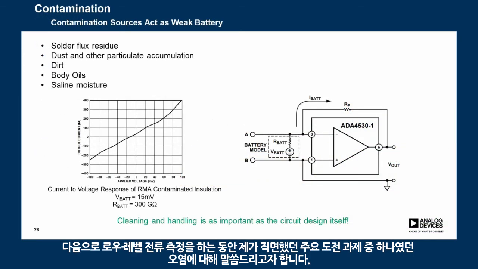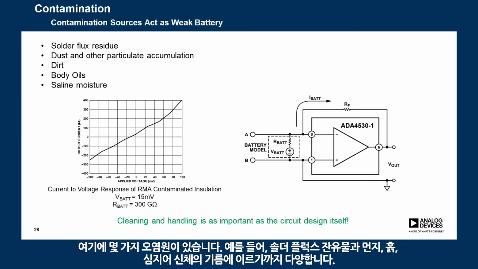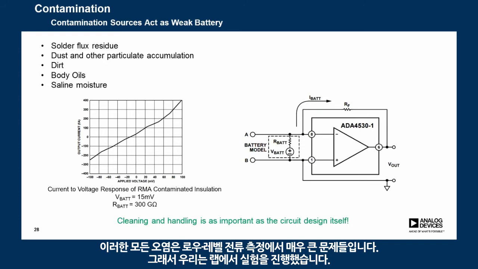Next, I'd like to spend some time talking about contamination, because this is one of the major challenges that I actually faced when I was doing low-level current measurement. Here are a couple of contamination sources, for example, solder flux residue, dust, dirt, or even body oils. And all these contaminants are a big issue for low current measurement systems.